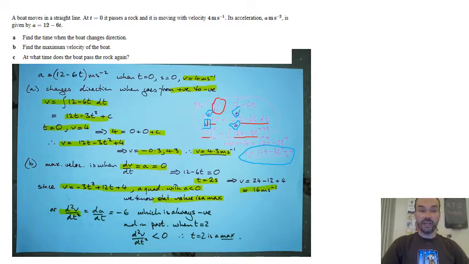Now if you differentiate velocity twice, if you differentiate the acceleration once with respect to t, you get -6, which is always negative. As in, that differential of acceleration is always negative. So when t is 2, it is definitively negative, which means t equals 2 is a maximum. But we knew that from the shape of a quadratic graph.